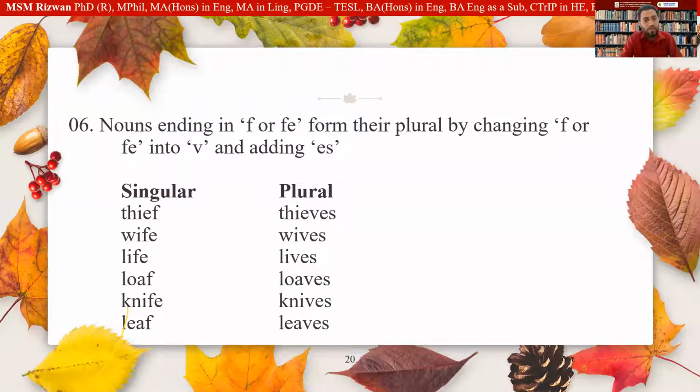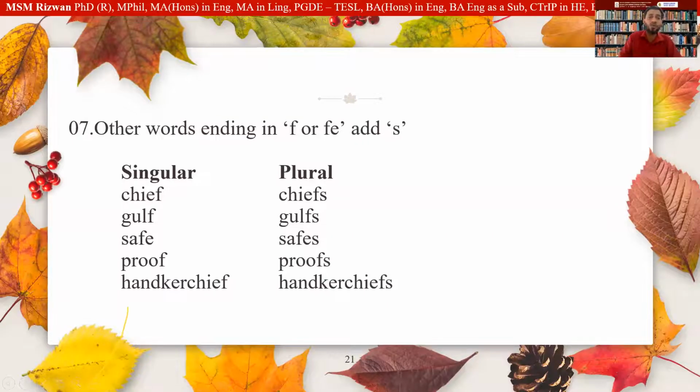Can one of you read out the given examples? Excuse me, sir. Can I read it? Yeah, sure, proceed. Thief, thieves. Wife, wives. Life, lives. Knife, knives. Leaf, leaves. Exactly. Right. Now let us move to the seventh classification.